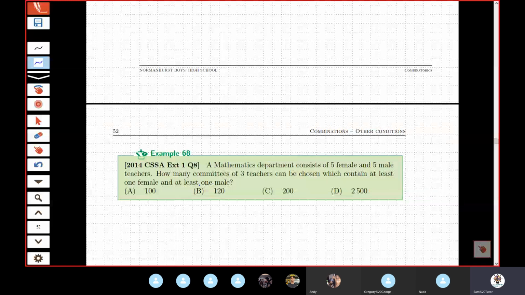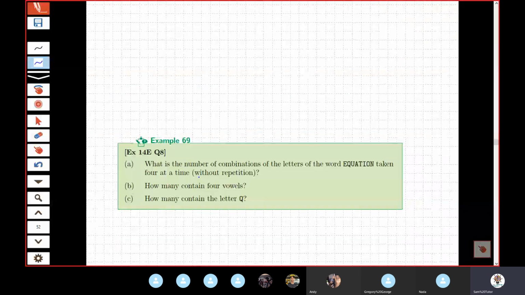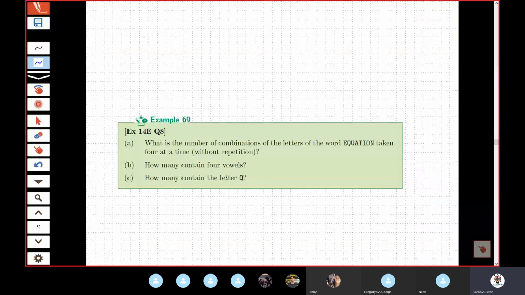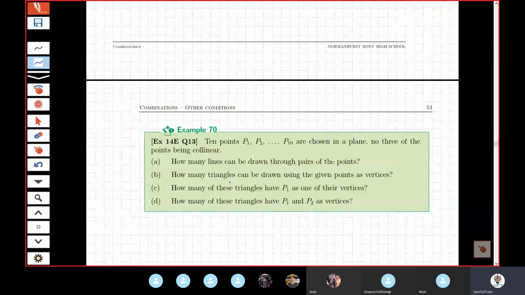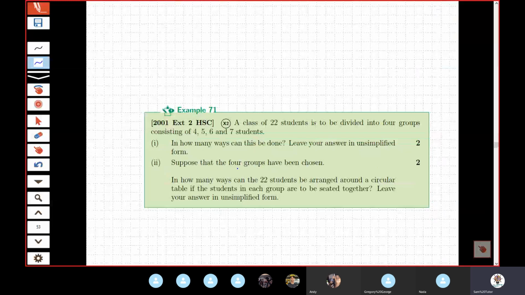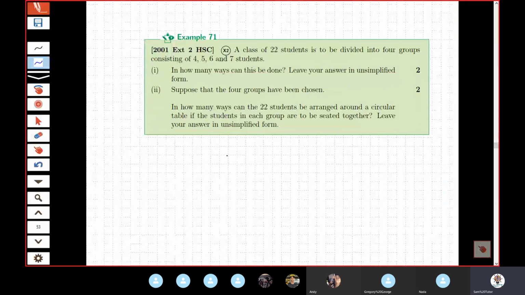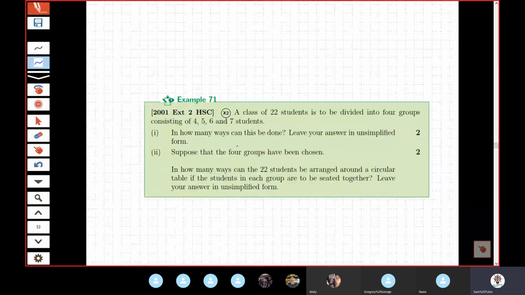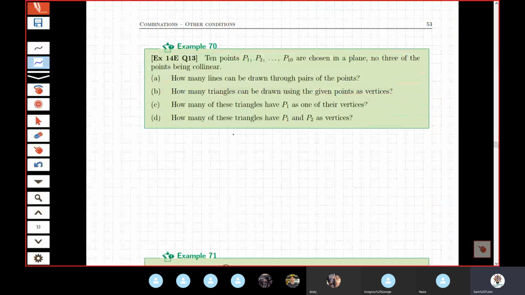Easy, move on. Probably the same, move on. Does not look the same. Let's try that. The extension 2, we try it? Let's do this one first. This one looks harder.